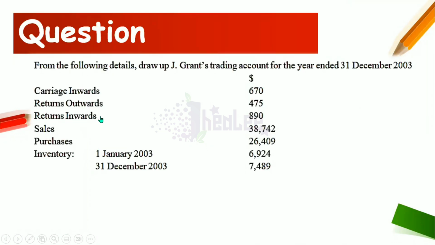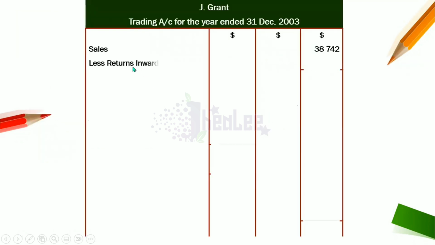We have returns inwards. And because we have returns inwards, remember, that is subtracted from sales, and that is $890. So we're going to proceed to less our returns inwards, $890, and that gives us, once we subtract returns inwards from our sales, what is called net sales, and the amount is $37,852 that we have as our net sales. If you get a question and there is no returns inwards, what you'll do is to proceed to less your cost of goods sold. But we have the returns inwards, and we have adjusted for that. Our net sales is $37,842, remember.